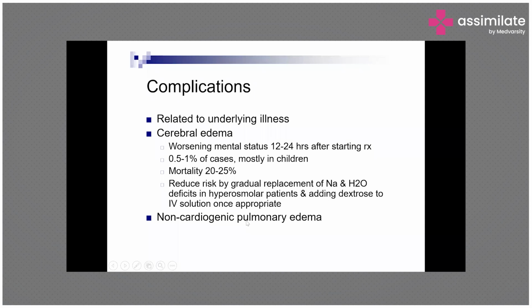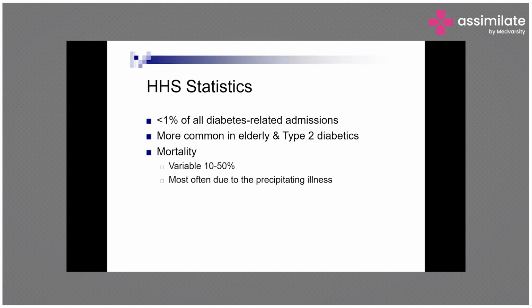But also make sure to watch for non-cardiogenic pulmonary edema. Excess fluid resuscitation can cause non-cardiogenic pulmonary edema. As far as hyperosmolar non-ketotic coma is concerned, the incidence is less than 1%. Most of the time you will see diabetic ketoacidosis as a precipitating factor for hyperglycemic emergencies.